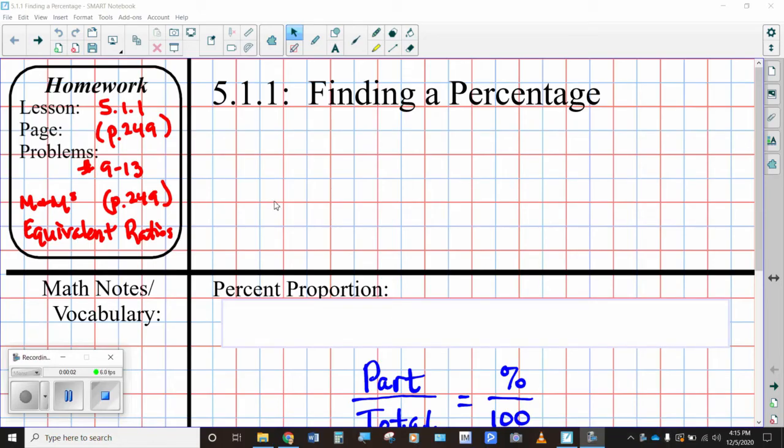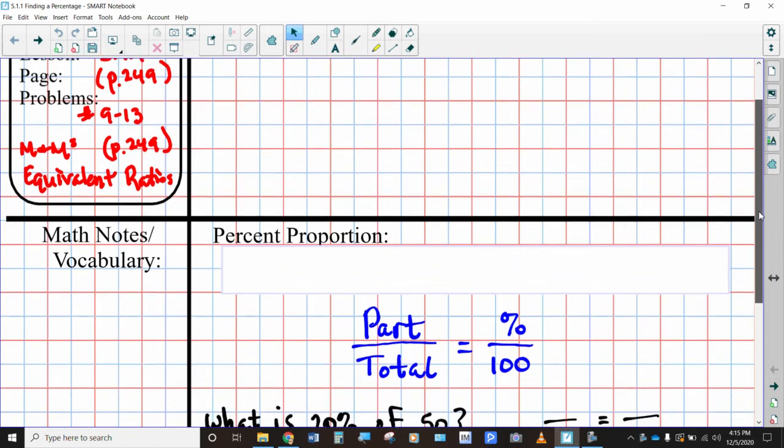Alrighty, here we go. We're going to start chapter 5 off. First couple of lessons for chapter 5 have to do with percents and finding percents. For this particular lesson, I'm going to introduce you to the percent proportion, and we're going to take a look at how we can use number lines to help us solve certain percent types of problems. So let's get started with the percent proportion.